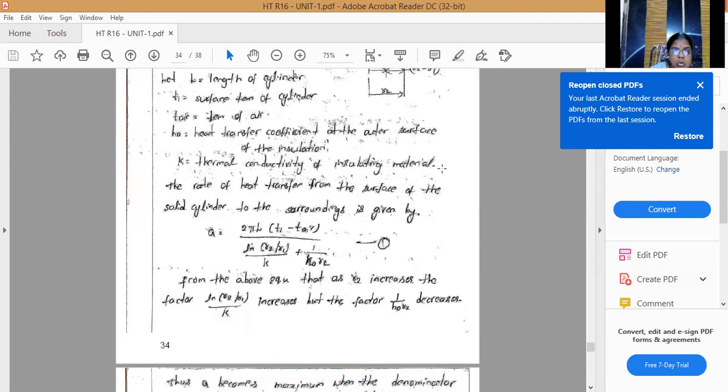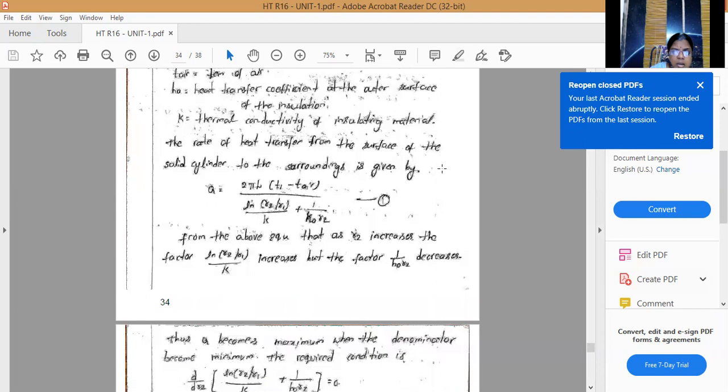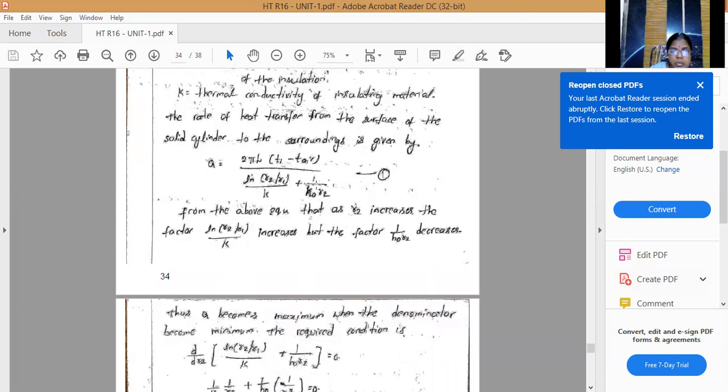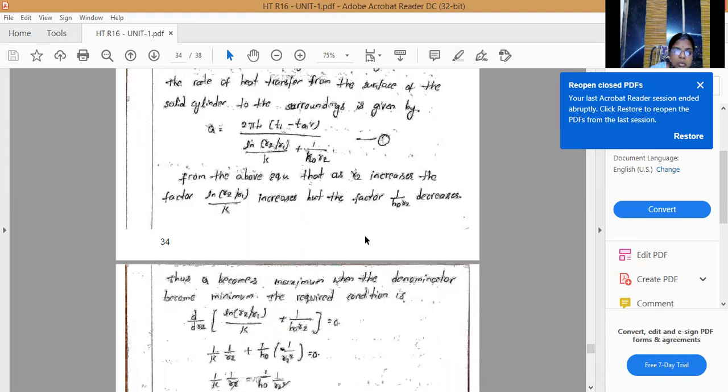So Q is equal to the temperature difference, T1 minus Ta, divided by the conduction resistance for a cylinder, log of R2 by R1 over 2 pi K L, plus 1 by H naught into 2 pi L into R2. That is the thermal resistance. This equation was already done; just look at our notes and you can easily understand.